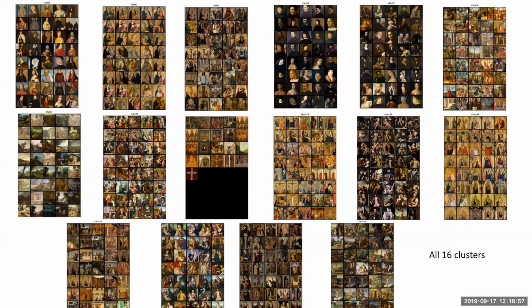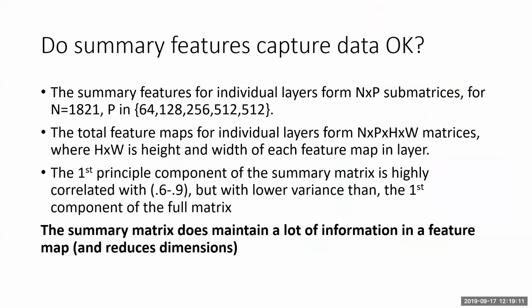Faces and portraits come together. Portraits tend to cluster together. There's a cluster in the second row, leftmost column, which is landscapes. So it's all doing a reasonable job.